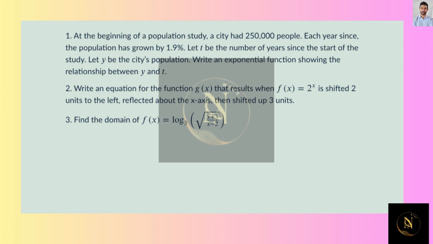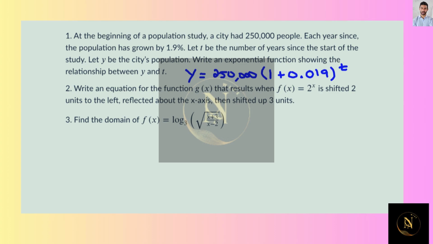At the beginning of a population study, a city had 250,000 people, and each year since, the population's grown by 1.9%. If we let t be the number of years since the start of the study and y be the population, here's an exponential function showing the relationship between y and t. Y would be equal to, if it's each year growing, and at the beginning the initial was 250,000, it'd be 250,000 times 1 plus the rate as a decimal. 1.9% is 0.019. You could add those together to be 1.019 if you'd like, raised to the t. This would be annual change.